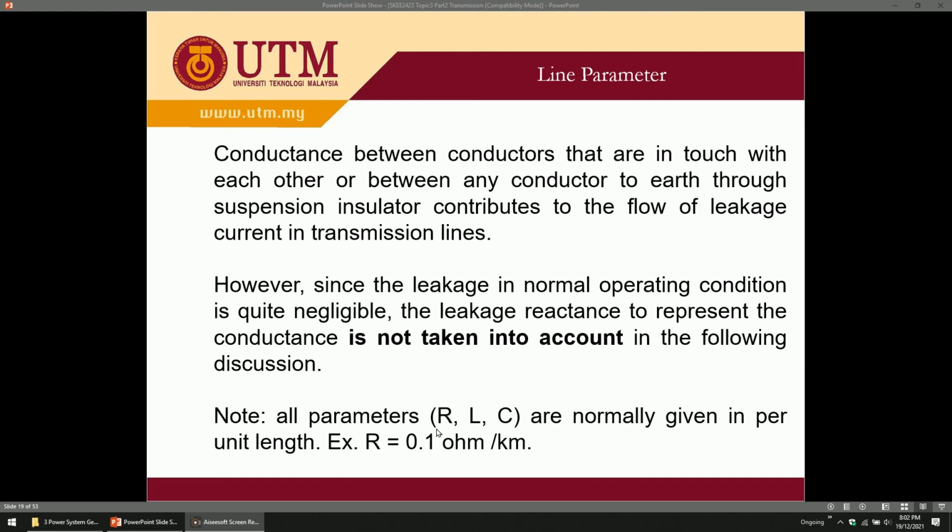And note that the parameters R, L, C are normally given per unit length. For example, resistance is in ohms per kilometer. So the longer the distance, the higher the resistance. This is just an example.